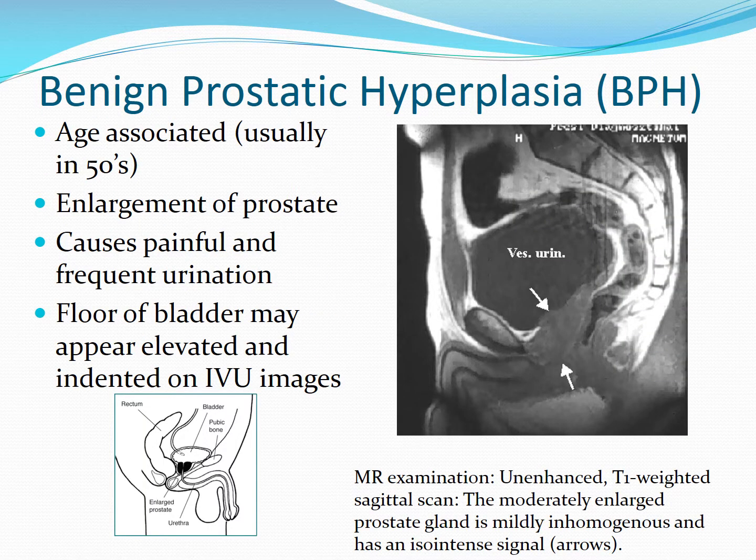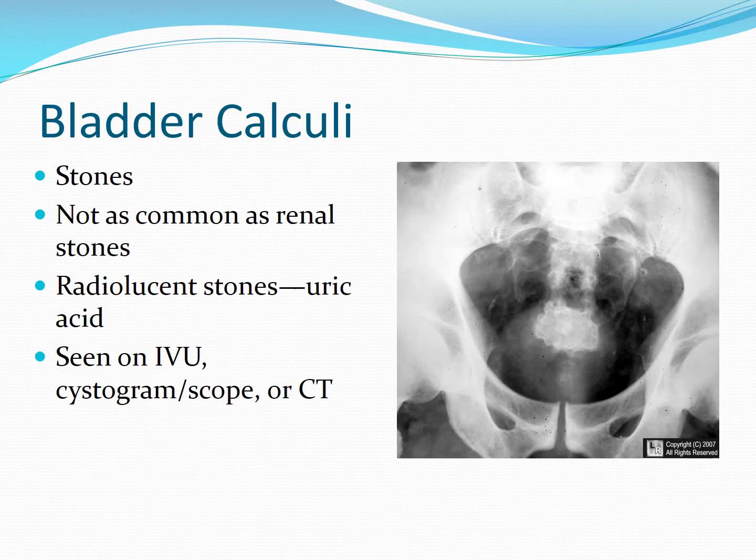GU pathologies include such things as benign BPH, common in men as they get older, maybe in their 50s, where the prostate gland enlarges and presses on the bladder, causing some issues for them, such as pain or frequent urination. This can be diagnosed through an IVU or an MRI, or possibly an ultrasound as well. And there are also bladder calculi, which are stones in the bladder.